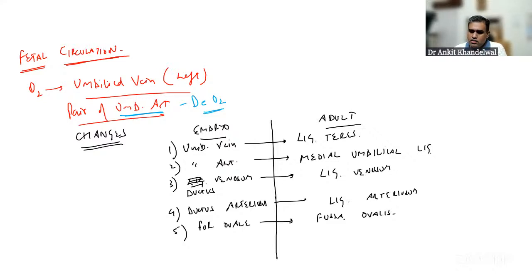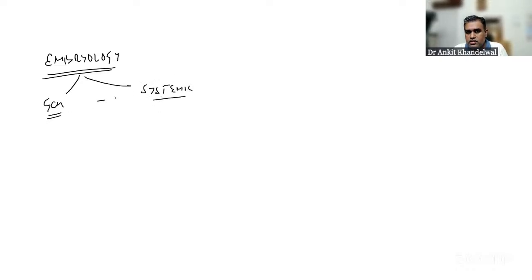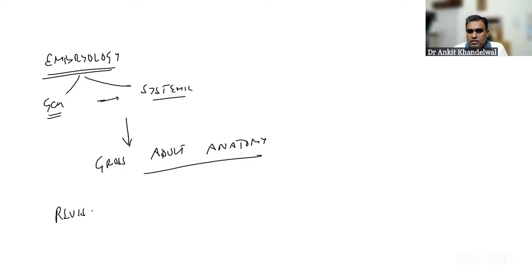Don't worry. So guys, I hope in these 4 or 5 sessions you have a good idea of embryology. I repeat again, embryology is very, very interesting. Divide it into general as well as systemic embryology. The main thing to understand is general embryology, and then obviously systemic. Always correlate this embryology with gross adult anatomy. There are very interesting things. I urge all of you to keep revising and practice diagrams.